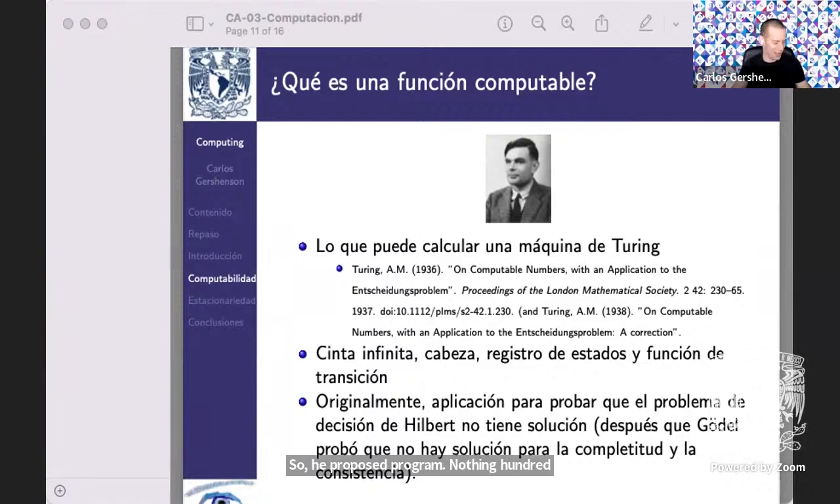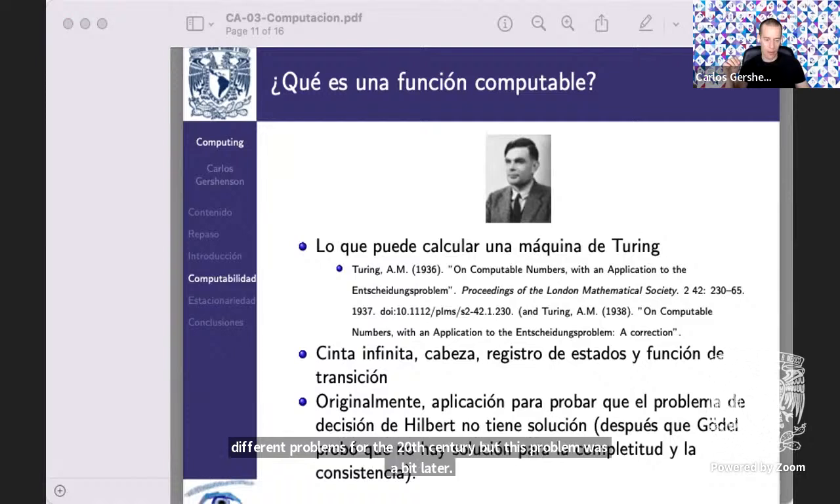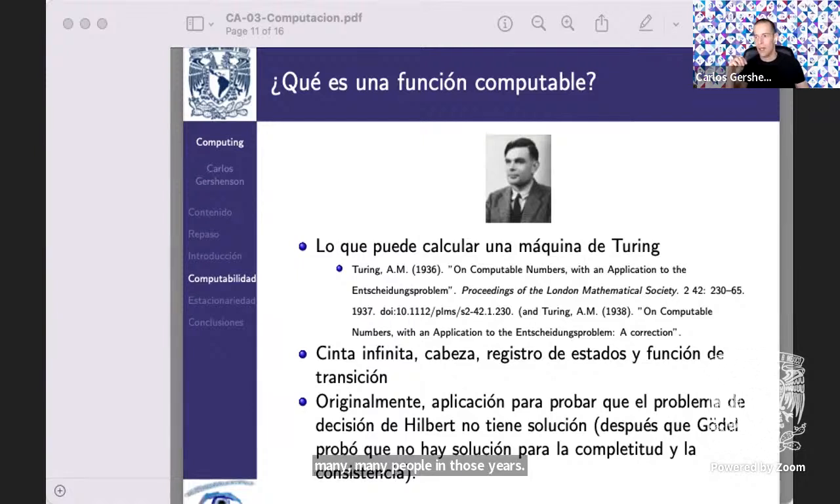In 1900, he presented different problems for the 20th century, but this program was a bit later. Many people in those years, also including Bertrand Russell and Alfred Whitehead and many others, many from the Vienna School, the early Wittgenstein, were also trying to move this forward. They had the idea, also before Einstein, at the turn of the 20th century, that science is almost complete, so we just have to trim the last unknowns and then we'll have very nice, perfect theories. A proof of this was the Principia Mathematica of Russell and Whitehead, where they gathered all the known mathematics and put them under logic.